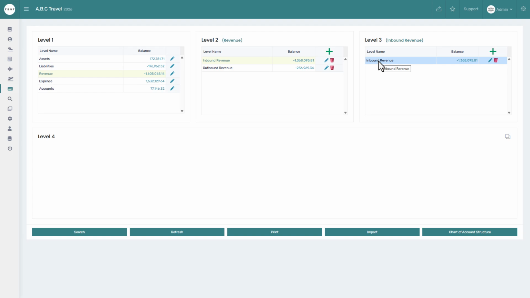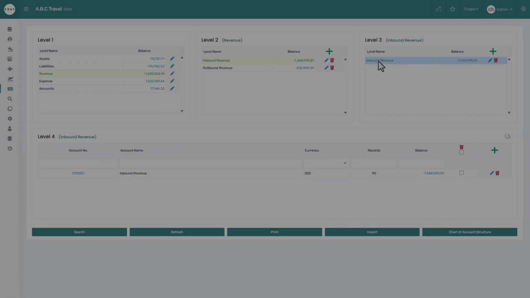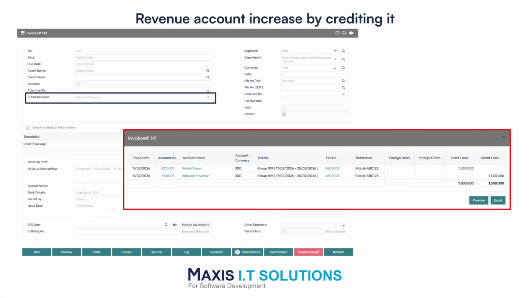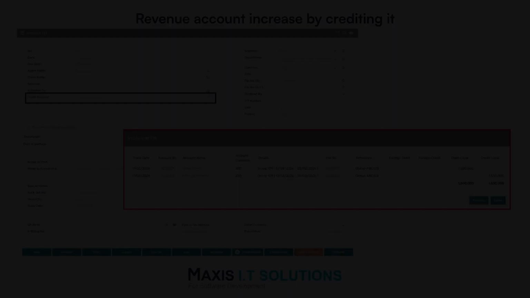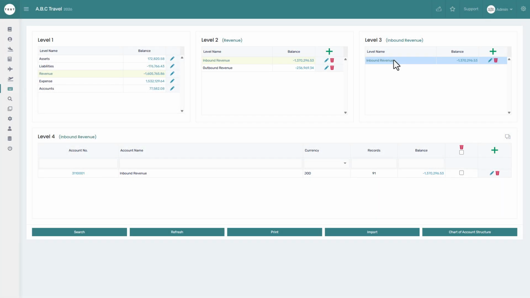Revenue normally has a credit nature. This means that when revenue is credited, it increases. For example, if we issue an invoice to an agent for $1,500, the agent is debited because the agent now owes the company money. The revenue is credited because the company earned income from the file. This is why revenue balances usually appear as credit balances in accounting reports.